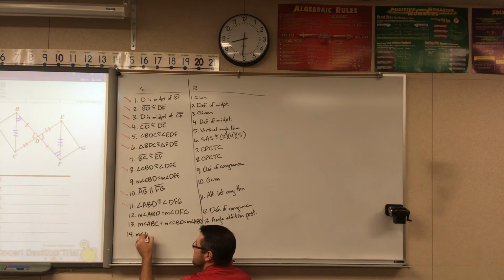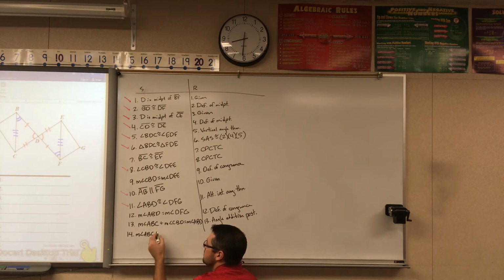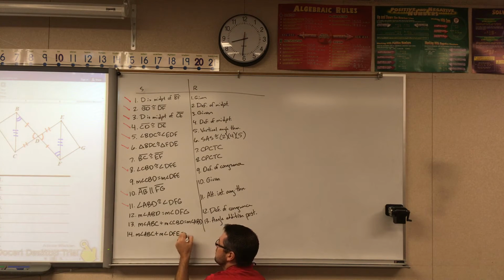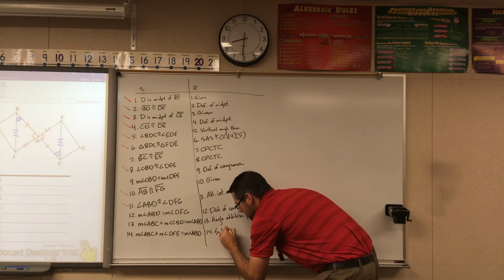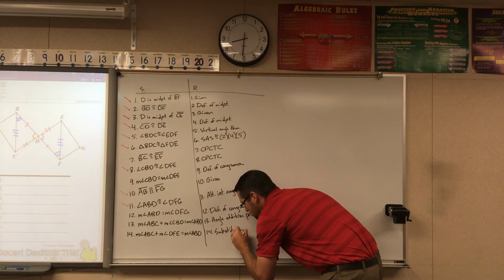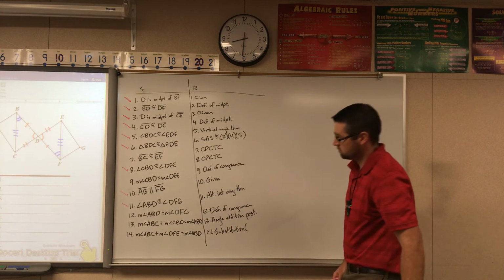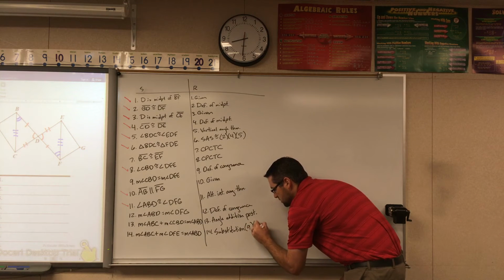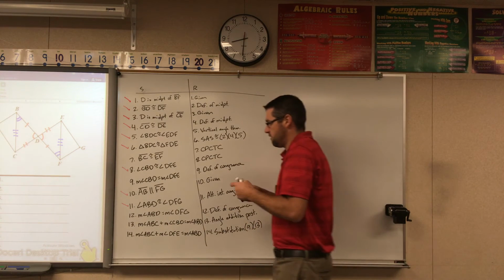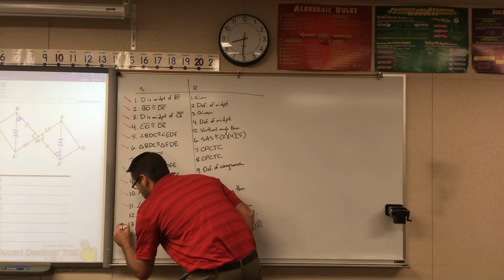Measurement angle ABC plus measurement angle what? DFE equals measurement angle ABD. What's the reason? Substitution? Yep. Substitution. What steps? 9 and 13. So since I used 9 and 13, I'm going to check them off.